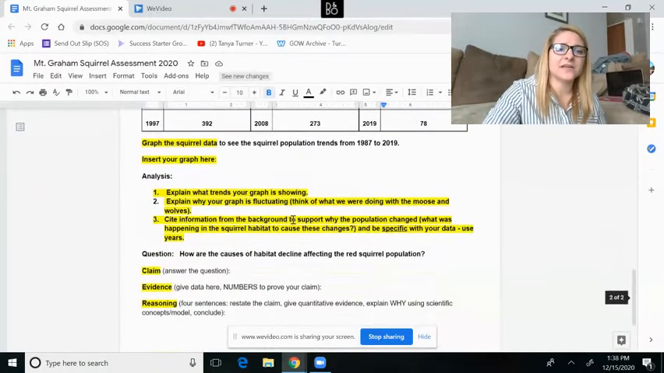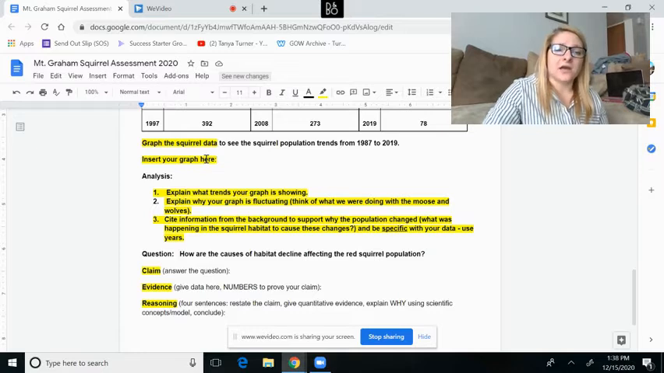All right, so after you make a graph, you're going to put your graph here. And graphing the squirrel data is going to be about 5 points itself. So inserting your graph here, that would be the 5 points.